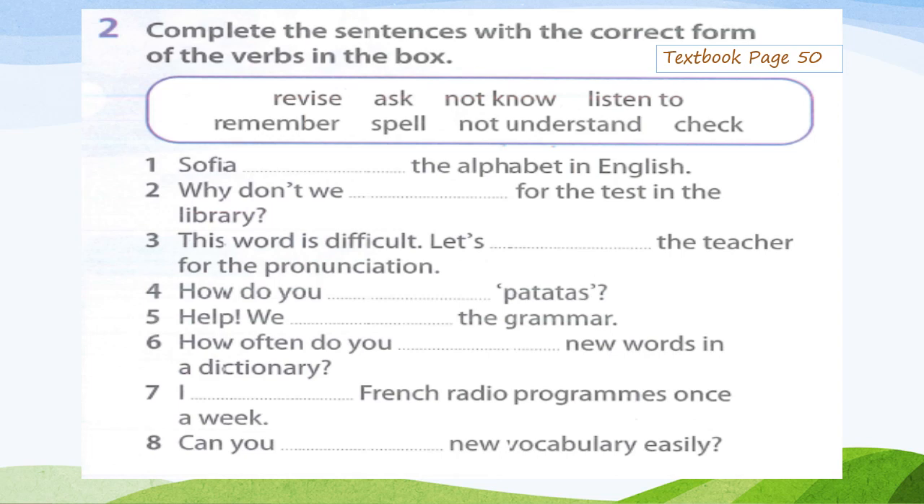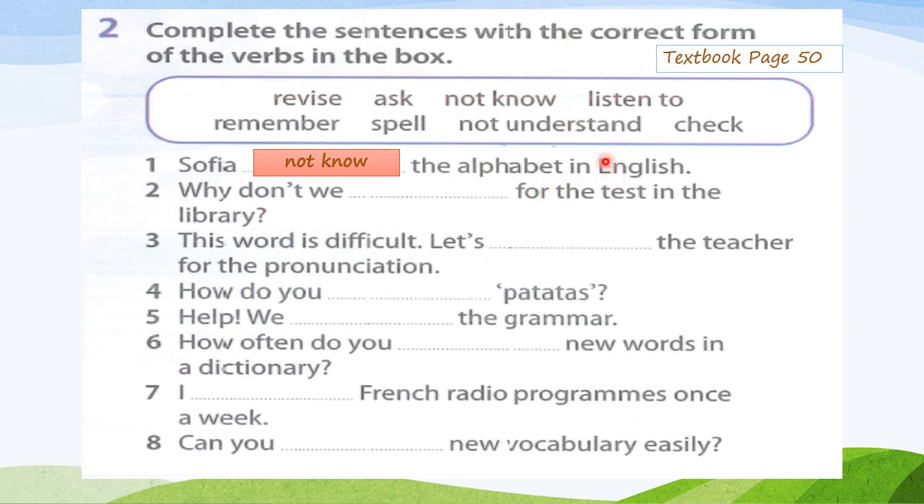Now, let's look at these, okay? These are sentences about learning a language. So, number 1. Sophia does not know the alphabet in English. Which do you think is the answer? Do you say revise the alphabet, ask the alphabet, not know? Yes, not know.